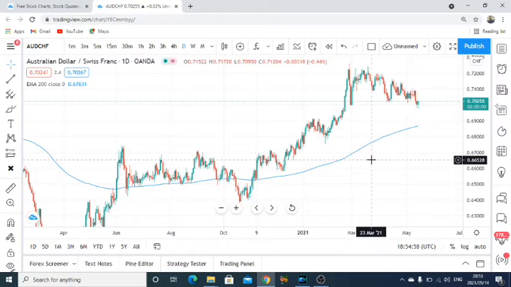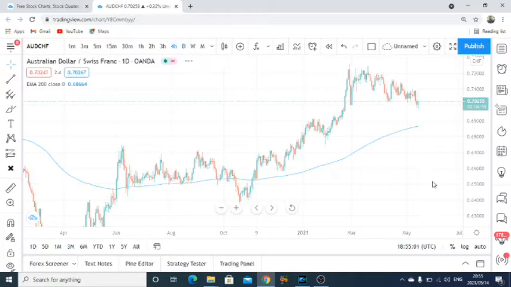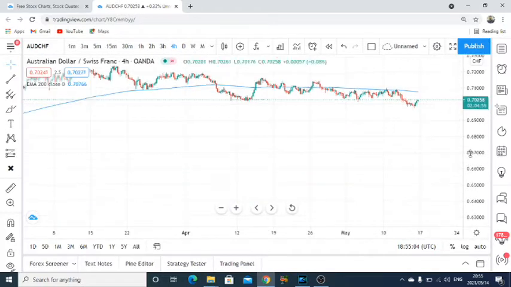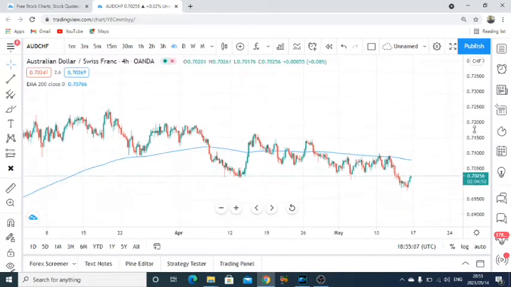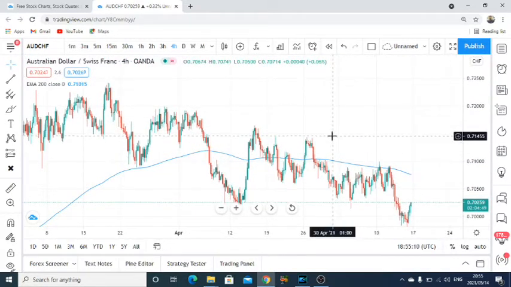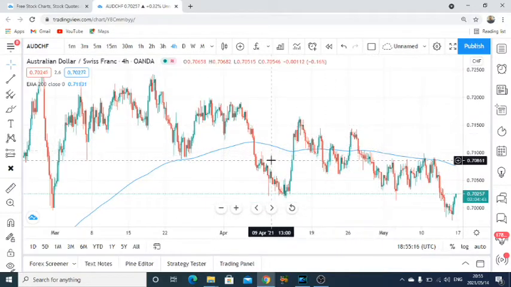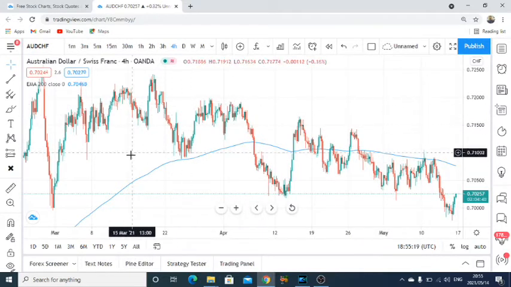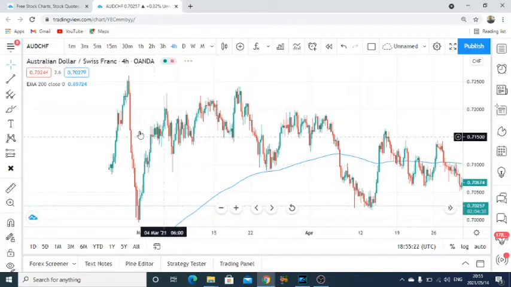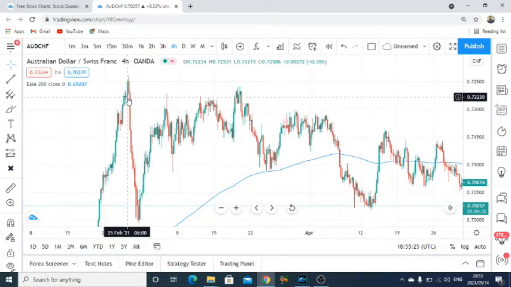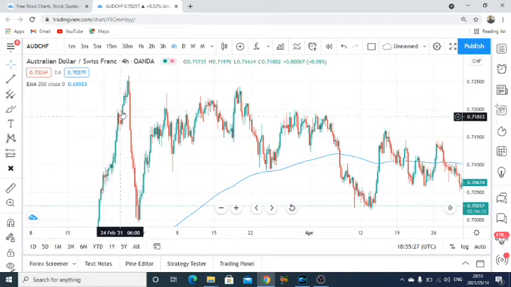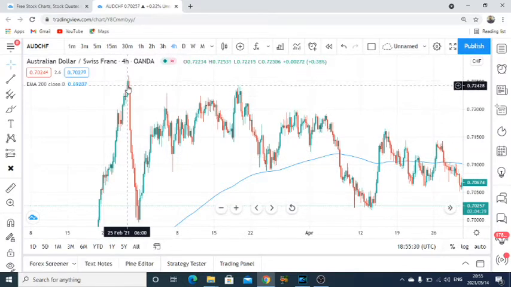When I'm talking about an order block, okay, let me change this to the 4-hour time frame. Talking about the order block, I'm talking about this. You see on this area, see the market went up. This last green candle, we call it a bearish order block.